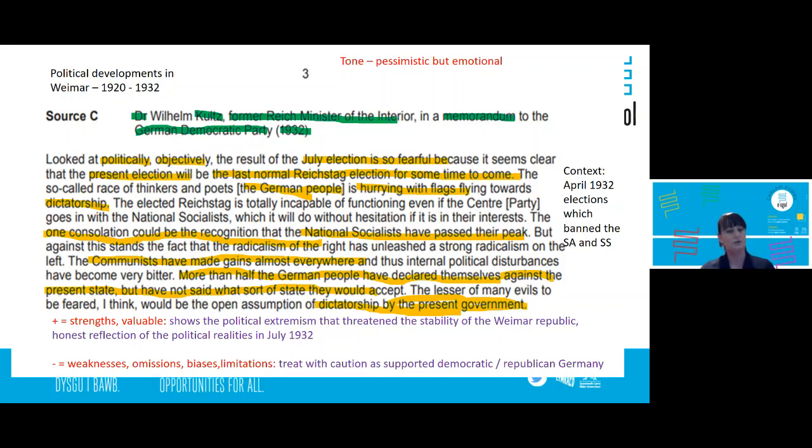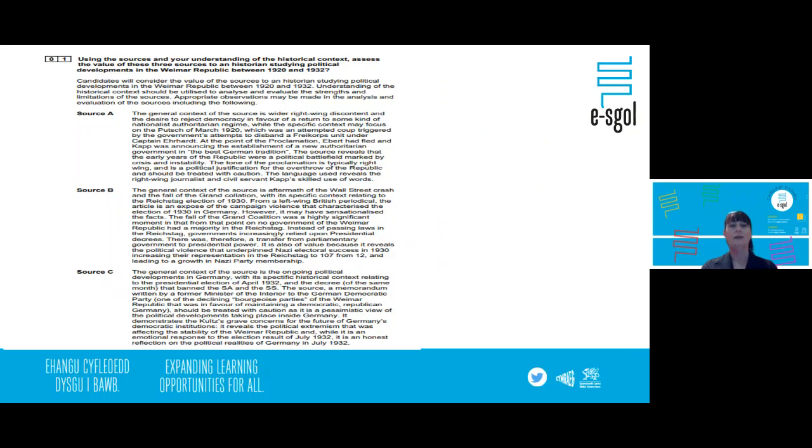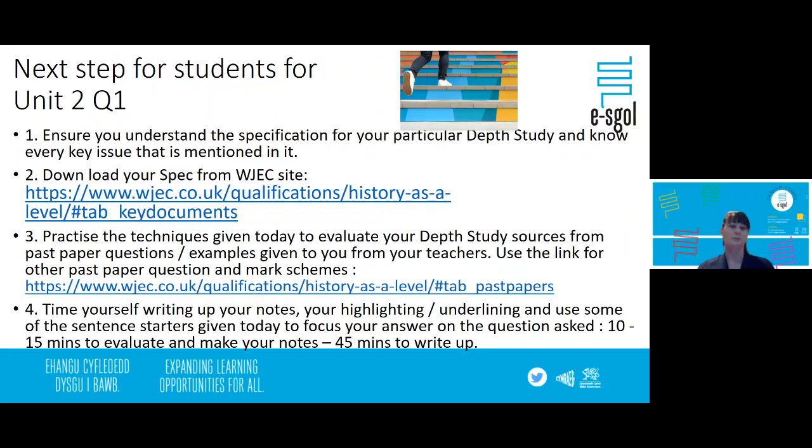We would treat it with caution though, because the weakness of it is that it's from someone who supported a democratic Republican Germany, so we would be careful with it. It's an emotional, pessimistic overview of where the situation is with regards to the political developments in 1932. What I have also included here is the examiner's overview of what they think should go into the answer. So again, have a good look through and see if you would have picked out any of these things in your source analysis.